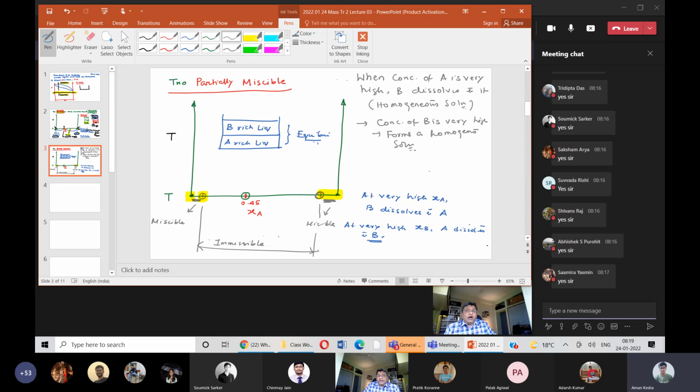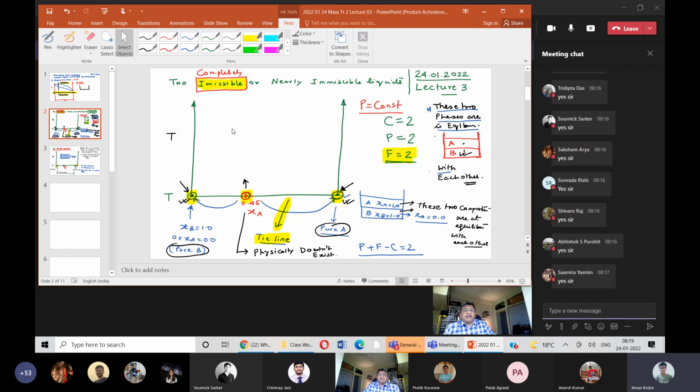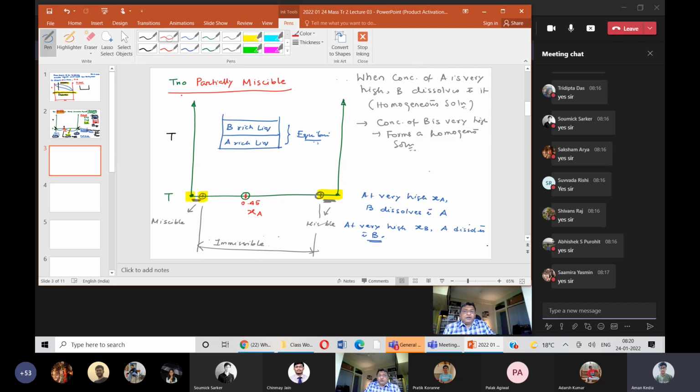And now, unlike the previous case, where it would have split up into pure A and pure B, here the system splits up into these 2 compositions, right? Here, this is an important point. Please see if you are understanding it. You don't have to say yes, sir, to satisfy me. Ask yourself whether you are understanding it fully. Is this clear to everyone?